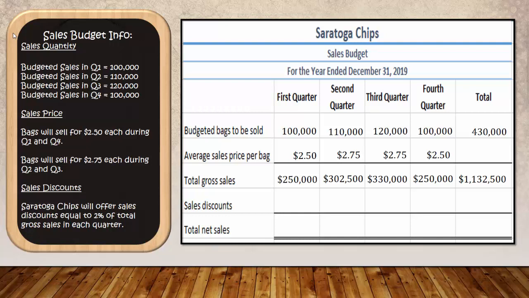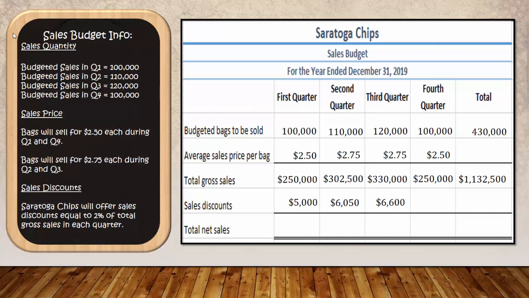For sales discounts, we need to figure out what 2% of our total gross sales is. Well, during the first quarter, we have $250,000 in total gross sales. If we find 2% of that, we come up with a sales discount of $5,000. During the second quarter, we're going to have a sales discount of $6,050. We took the $302,500 in total gross sales from the second quarter, multiplied it by 2%. In the third quarter, we find 2% of our total gross sales of $330,000, which ends up being $6,600.